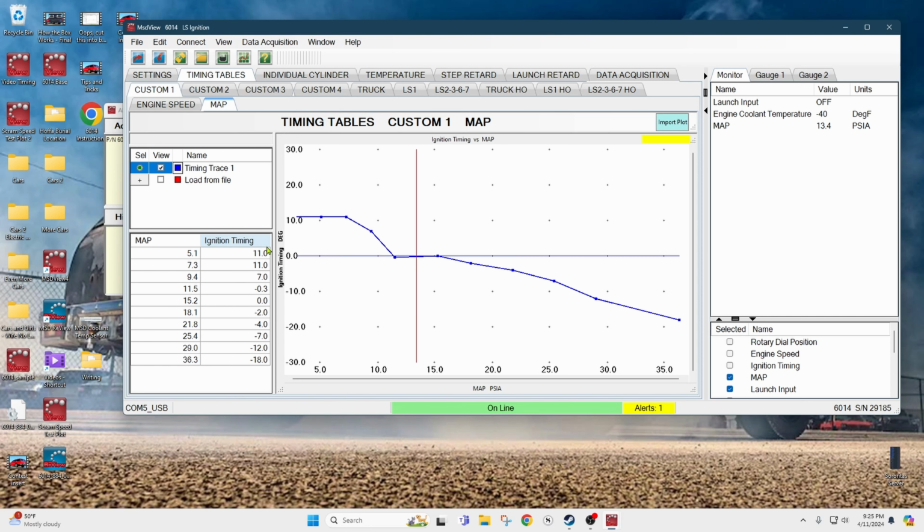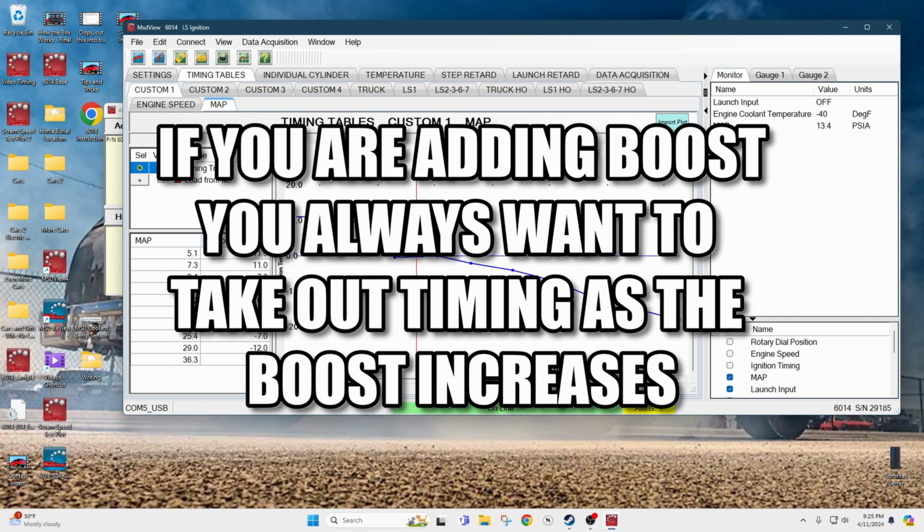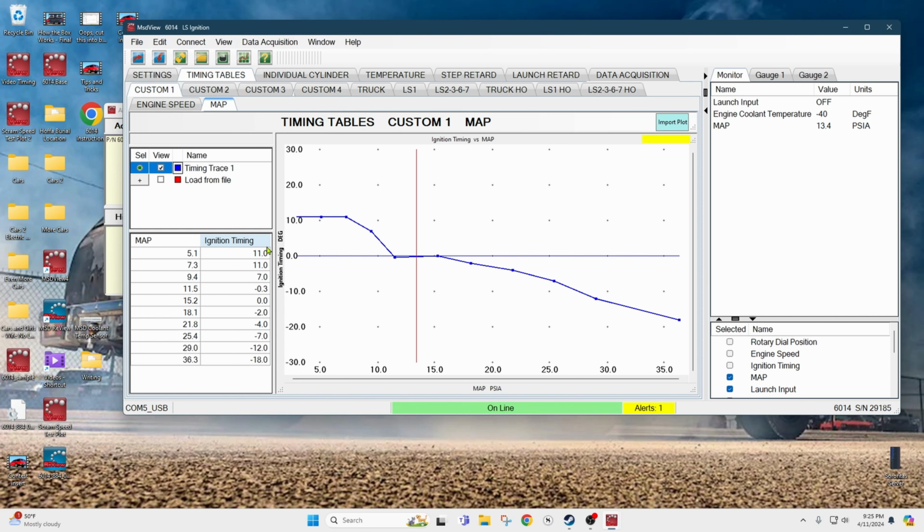And what this is for is 2 things. One, it's so it can tell what your manifold pressure is and take out timing for boost if you need to. If you're adding boost, you always want to take out timing as the boost increases. Or you can add load-based timing. You can have a timing adder based on load, like an EFI car or like a vacuum advance.